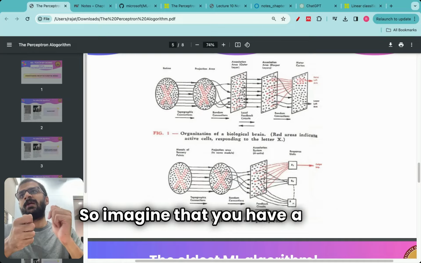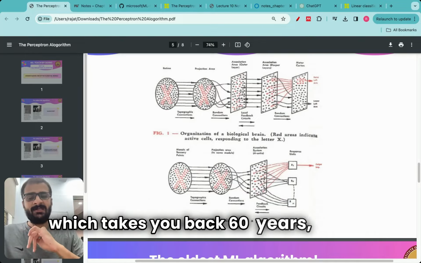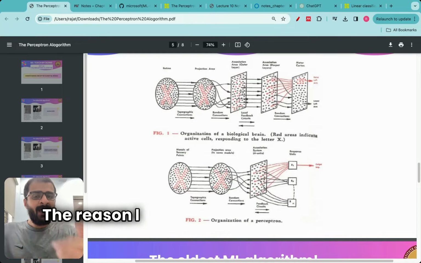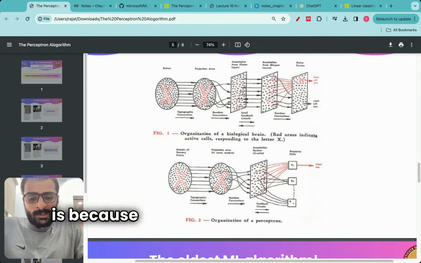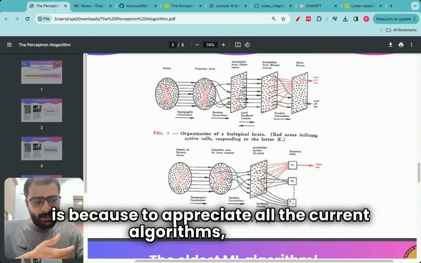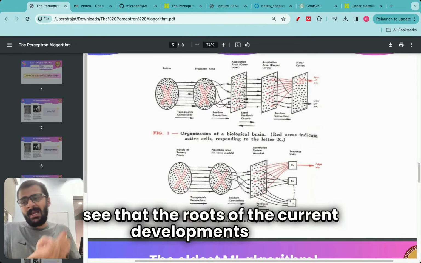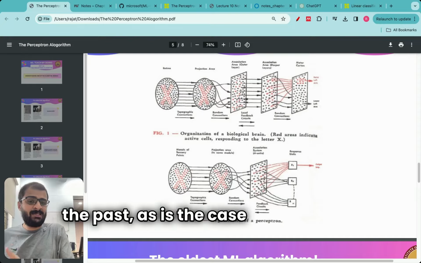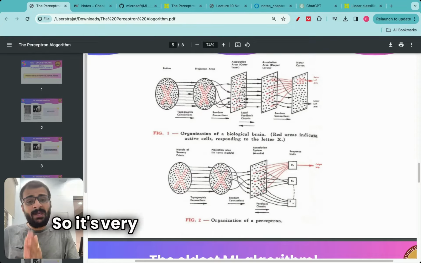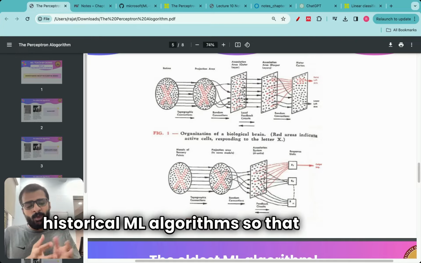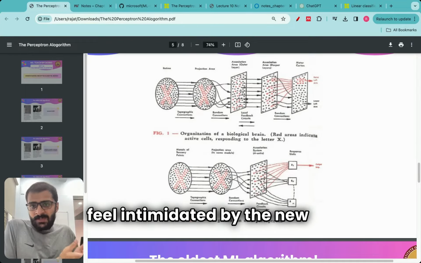So imagine that you have a time machine which takes you back 60 years and you are learning about the first ML algorithm. The reason I am teaching this to you right now is that to appreciate all the current algorithms, you will see that the roots of the current developments lie in the past, as is the case with so many things. So it's very important to appreciate the historical ML algorithms so that you don't feel intimidated by the new ML algorithms.